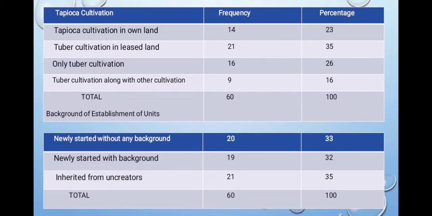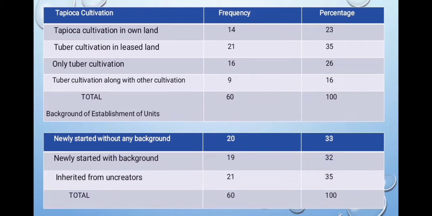And the next one is tapioca cultivation. It is divided into various aspects. Tapioca cultivation in own land is about 23%, and tuber cultivation in leased land 35%. Only tuber cultivation 26%. Tuber cultivation along with other cultivation 60%. Total 100%.